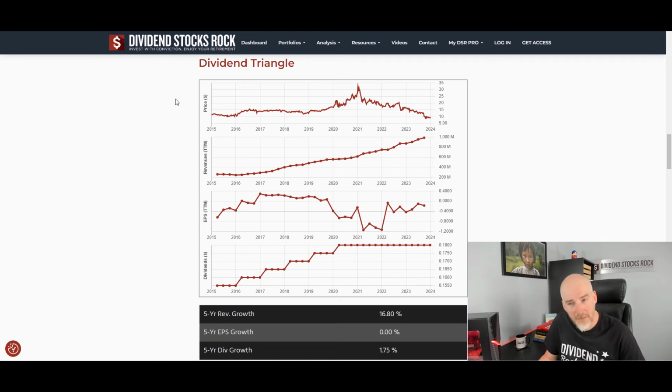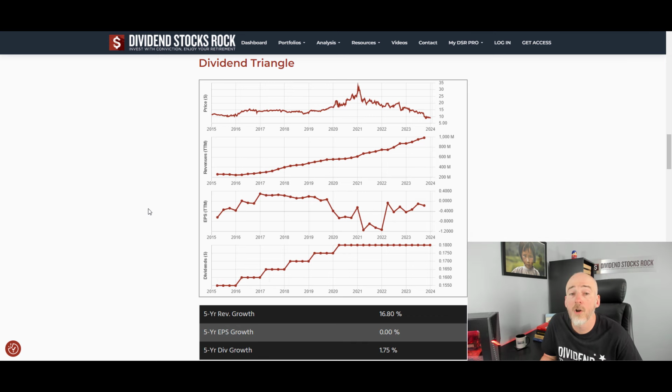So we see something kind of strange because the revenues are increasing steadily, but the earnings are incredibly hectic, and it's almost impossible to know exactly what's going on. But the big red flag here is we have hectic earnings and we have no more dividend increases since 2020.